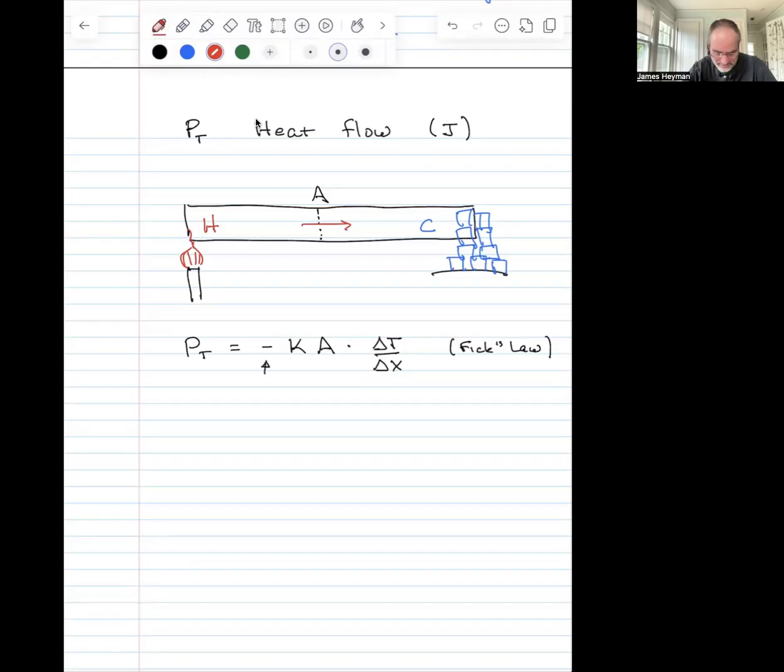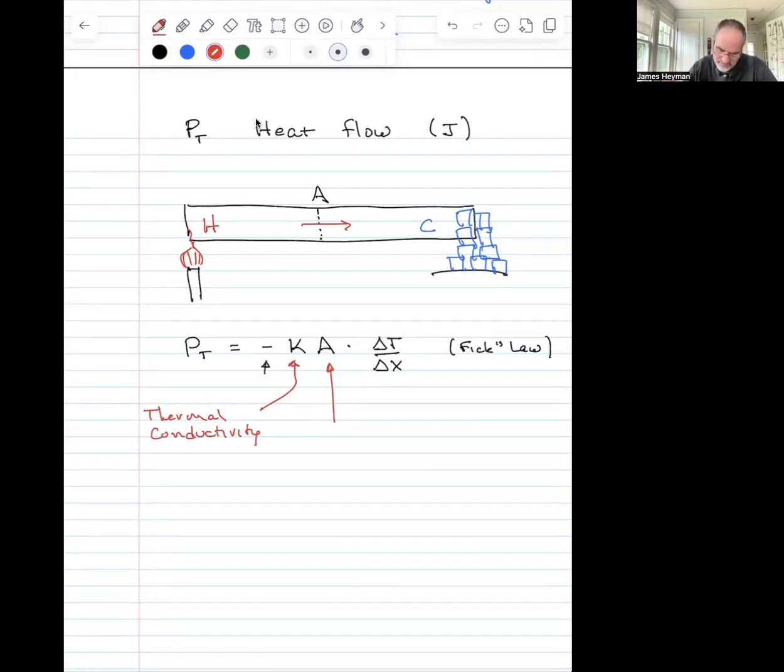Because if we're going from hot to cold, then delta T over delta X is negative, but the heat flow is positive. That's why we have the negative sign. And then, as I said, this term here is called the thermal conductivity. And it's different for different materials, of course. Typically high for metals and low for things like plastics or styrofoam.